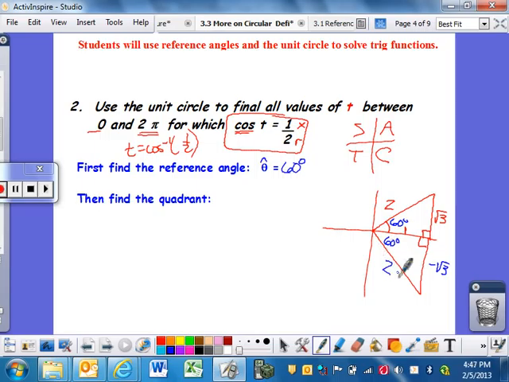And they say, alright, we need to find our actual angles. Okay, so for the first quadrant, it's straightforward. 60 degrees, but I want it in radians. So the correct answer would actually be pi over 180 times 60, which is pi over 3, is your angle in the first quadrant. Okay?